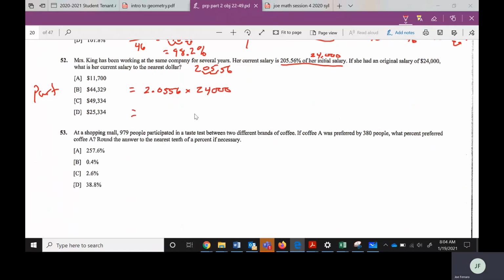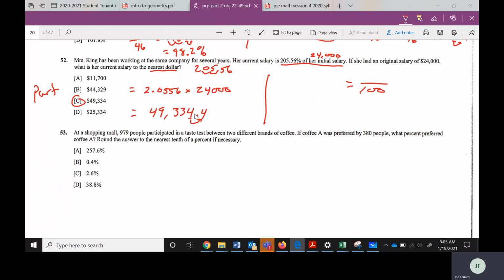So now we multiply those. We get 49,334.4, and they want it to the nearest dollar. So round to here, 0 to 4, that stays a 4. We get that.